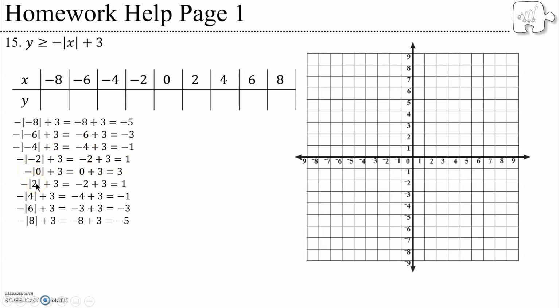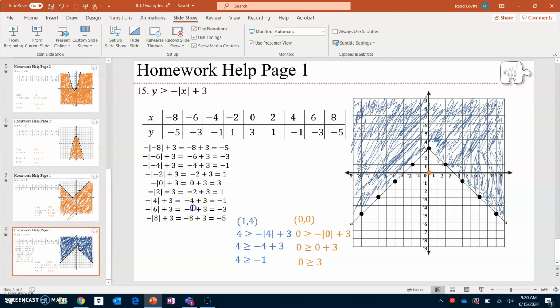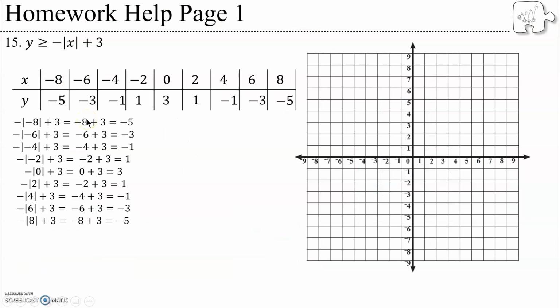The absolute value of 2 is 2, the opposite of 2 is -2, -2 plus 3 is 1. The absolute value of 4 is 4, the opposite of 4 is -4, and -4 plus 3 is -1. The absolute value of 6 is 6, the opposite of 6 is -6, -6 plus 3 is -3. That should be a 6 there. So the absolute value of 8 is 8, the opposite of 8 is -8, and -8 plus 3 is -5. So there we got our points.